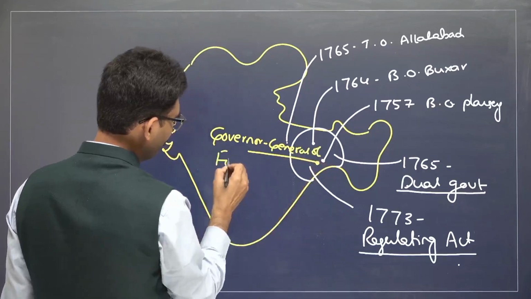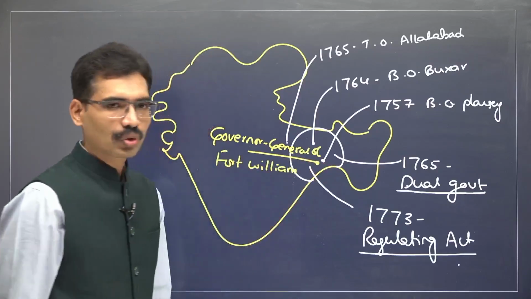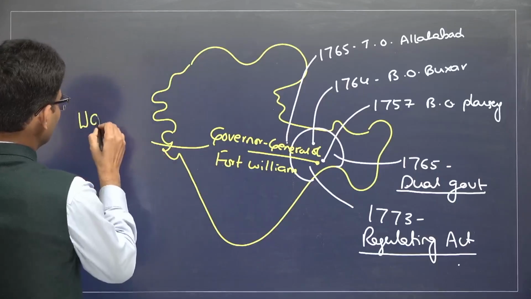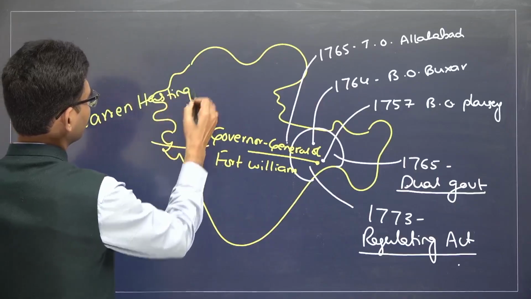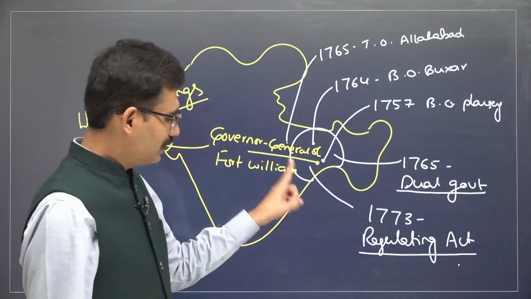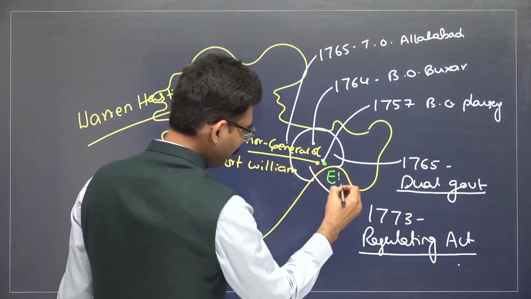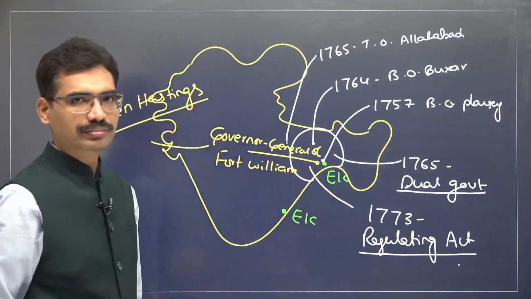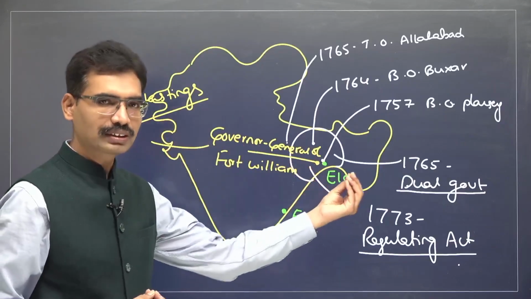What is the fort name? Fort William. Another prelims question. Who was the first Governor General of Fort William? Warren Hastings. Now, when East India Company came here, East India Company officials did not come here to rule India. They came here for employment, like Warren Hastings also, one of the employees of East India Company.